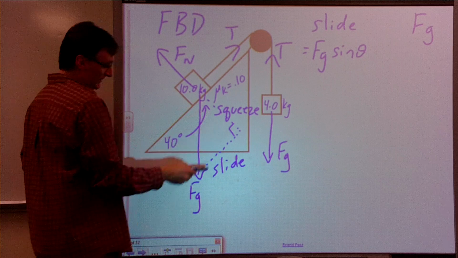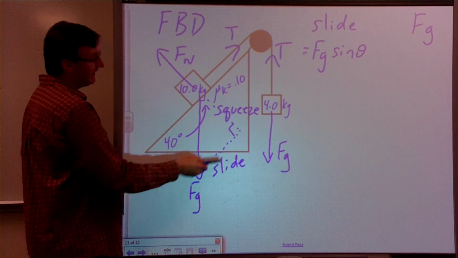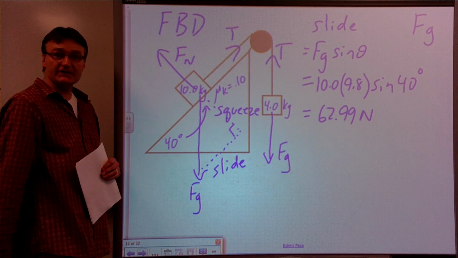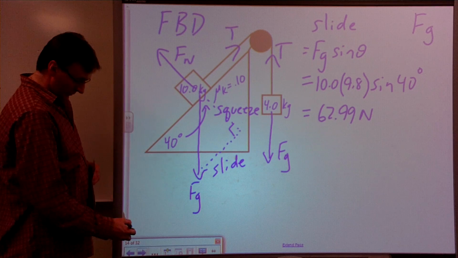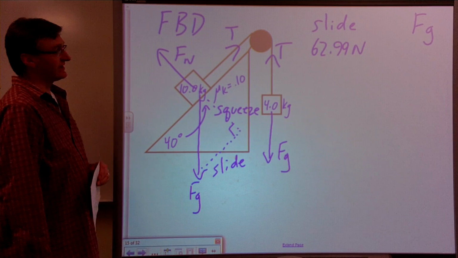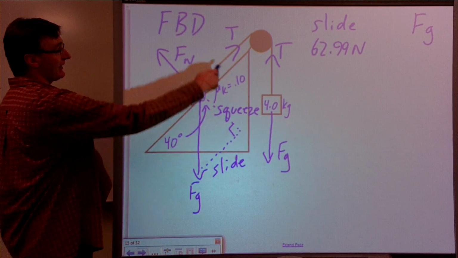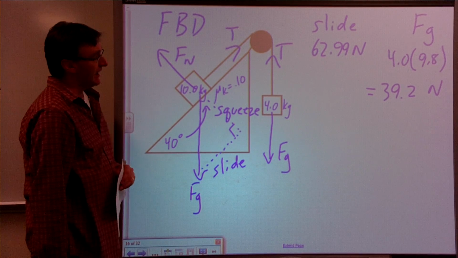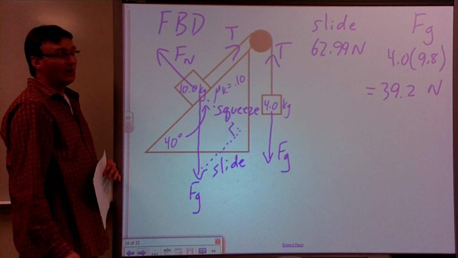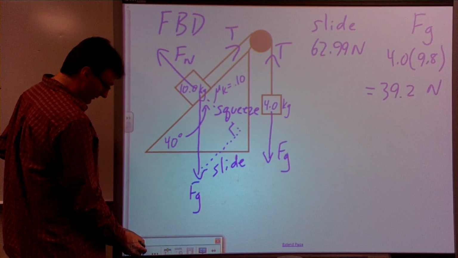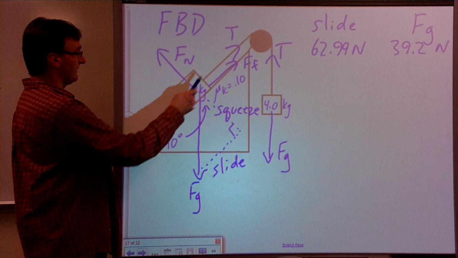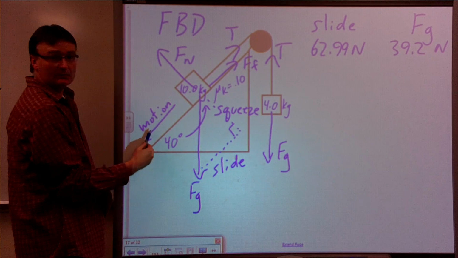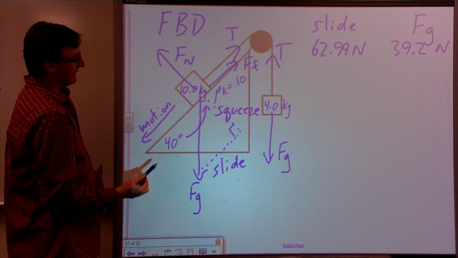The slide force on this object is going to be Fg sine theta, and then we put the numbers in like so, and we get 62.99 newtons. So we know our slide force is 62.99 newtons. Okay, then let's compare with the force of gravity on that object, which is going to be 39.2 newtons. So now we know what direction the system is going to move, and we can put that on there. Because the slide force is bigger than the force of gravity here, we know that the system is going to move in this direction. That's going to be our direction of motion.